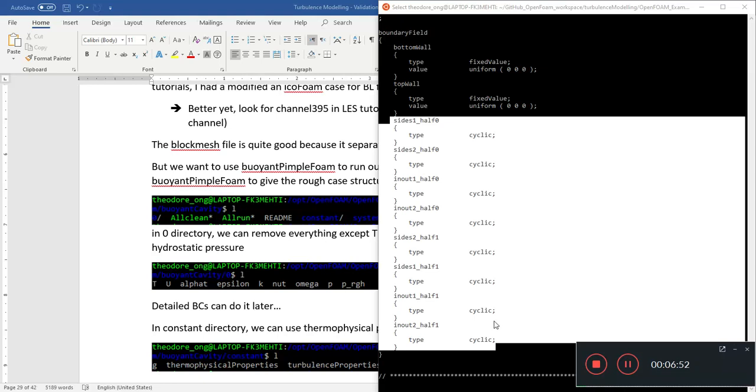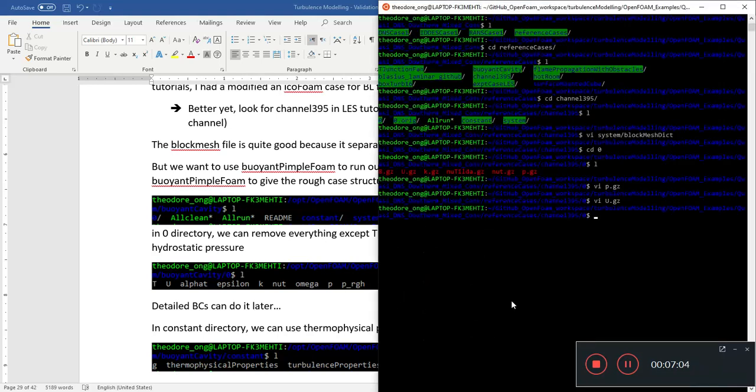So thing is this, if all of these are cyclic, where does the driving force for velocity come from? You won't find it here in the boundary conditions, like you normally would set up a pressure difference or something to have your velocity flow or whatnot. There's a different way to do it.